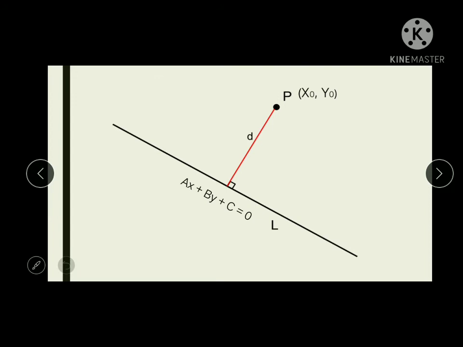Pag sinabing perpendicular, it forms a 90-degree angle to the line. Ibig sabihin, yung point P, magdodraw tayo ng line through it. Tapos, pag na-touch na yung line L, dapat yung angle between those two lines is 90-degree angle. Ito yung lagi nating i-consider na distance dahil ito yung shortest distance. Dahil ito yung perpendicular distance.